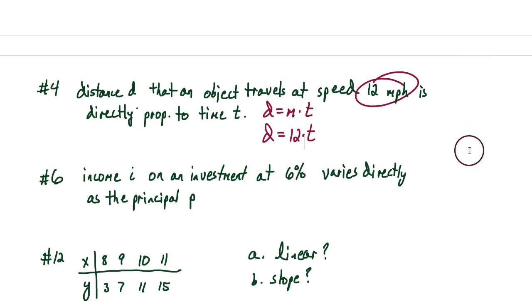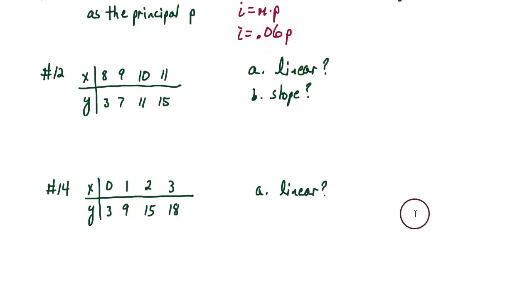Number 6, the income I on an investment at this % interest rate varies directly as the principal P. So I equals m times P. And the value of m is given in the problem. We're told the amount of interest you earn is 6% of P. And here's our equation.